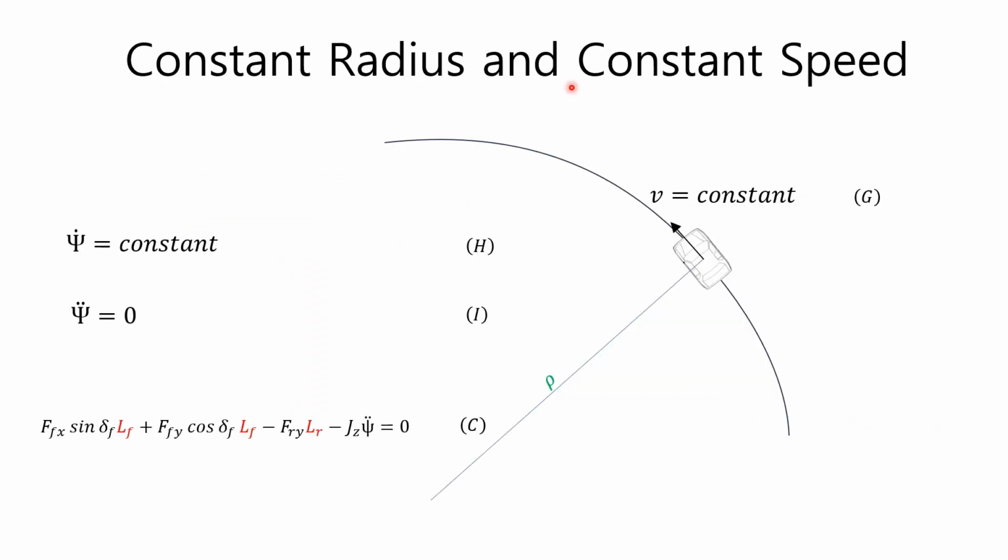Let's analyze the speed, angular velocity, and angular acceleration when turning with a constant radius at a constant speed. Constant speed turning can be used to analyze the basic behavior of a turning vehicle using simple equations. If the vehicle speed is v, the yaw rate is psi dot, and the yaw acceleration is psi double dot, the turning speed of the vehicle is constant, so the vehicle speed and yaw rate are constant as shown in equations G and H, and the yaw acceleration is zero as shown in equation I because the yaw rate is constant and does not change. Therefore, the term multiplied by the mass moment of inertia Jz and the yaw acceleration in equation C obtained previously becomes zero.